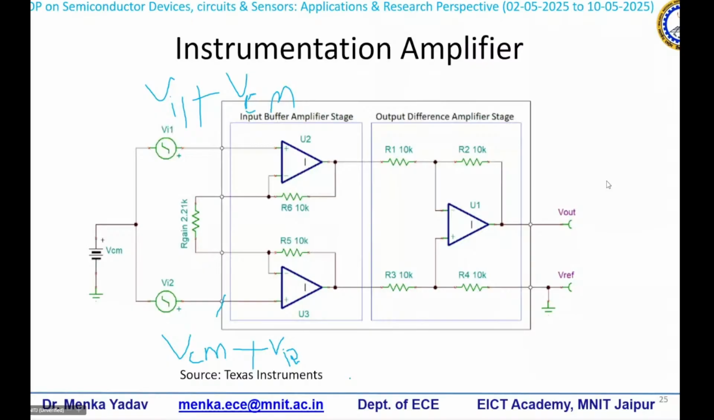Basically, AC is what we will be using for amplification. DC is the constant, it's a straight line, you cannot amplify that. So if you want to amplify something, you have to apply an AC signal. Here you can see the common mode is actually a DC level, and these are actually the AC signals. So these AC signals are going to override, and then you will have the signals Vi1 plus Vcm and Vi2 plus Vcm at the positive terminals of U2 and U3.